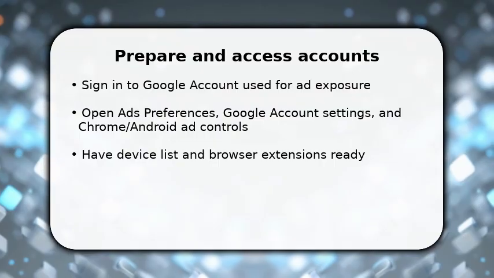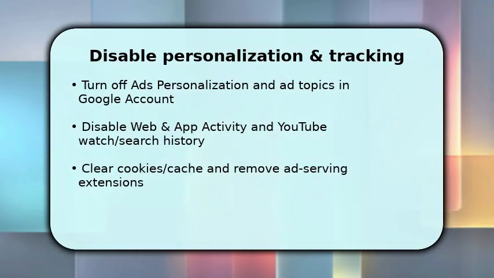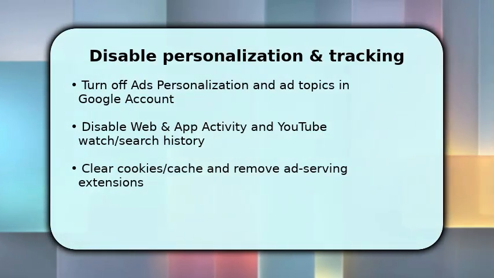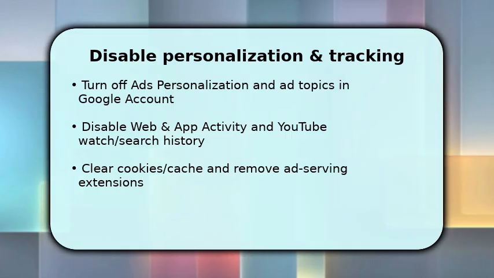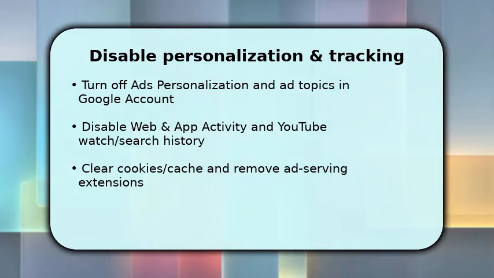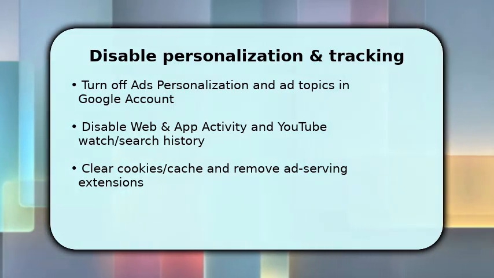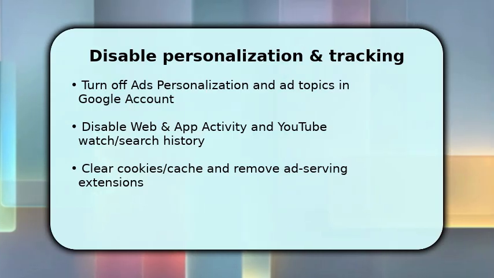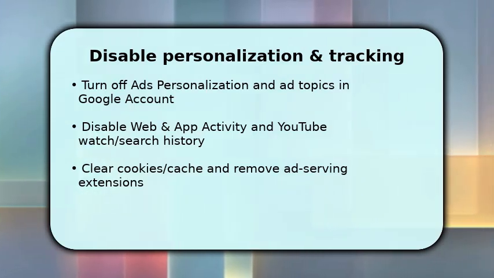Next, you disable the core tracking features that fuel targeted ads. In Google account, switch off ads personalization and opt out of ad topics. This reduces tailored ads. Then disable web and app activity and YouTube history so fewer signals are collected.